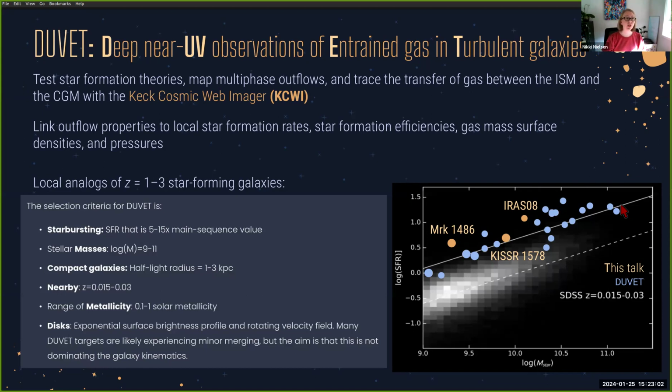gas in the disk. So the idea is that we will connect the local star formation rates in the disk of the galaxies, as well as other properties like star formation efficiencies, gas mass surface densities, pressures, etc., to the larger scale outflows that we see off of the disk of the galaxies. So we'll test star formation theories, map those outflows, and trace the transfer of gas between the ISM and the CGM.